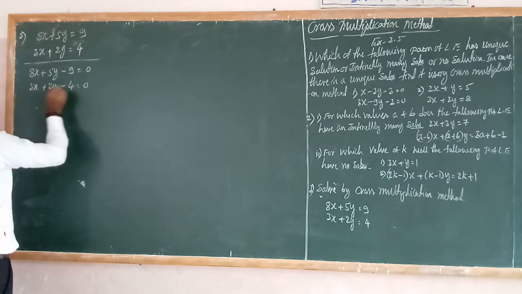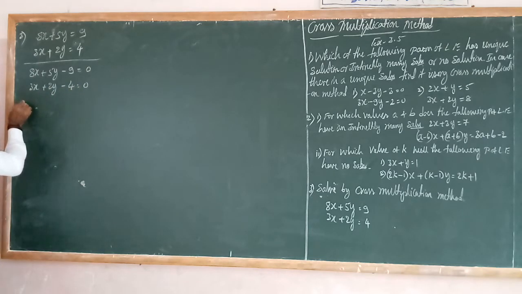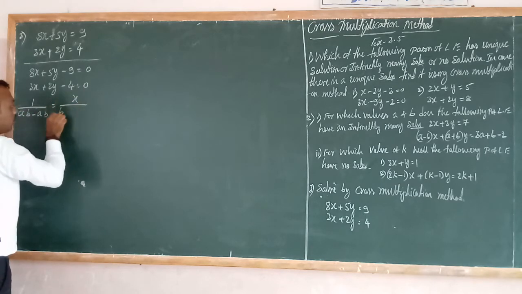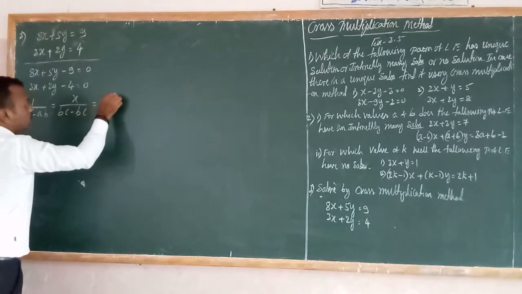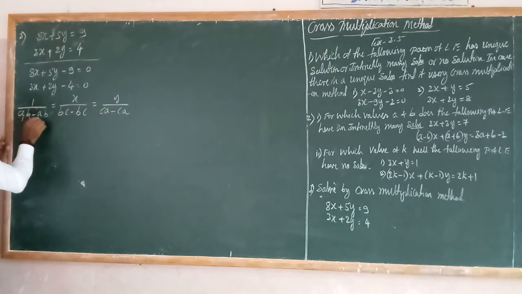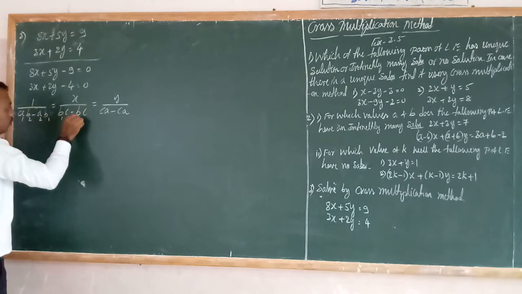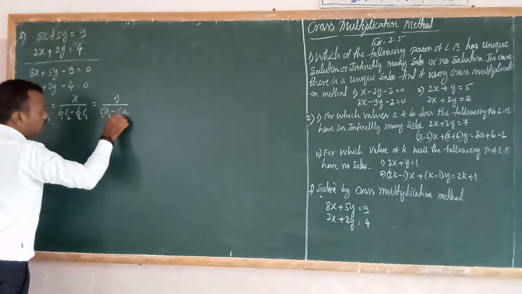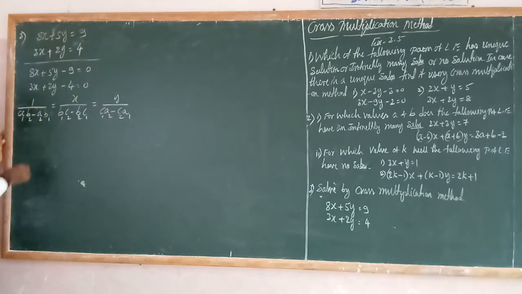Okay. Now you have to write A1, B1, C1, A2, B2, C2. I will write the formula first: 1 upon (A1B2 minus A2B1) is equal to x upon (B1C2 minus B2C1), is equal to y upon (C1A2 minus C2A1). Very simple. Now we have to substitute the values of A1, B1, C1, A2, B2, C2.